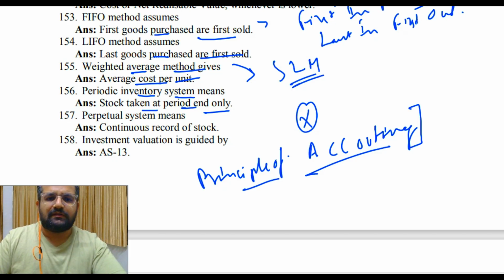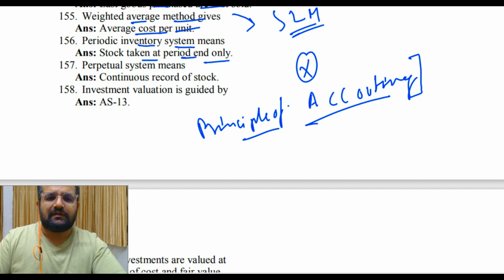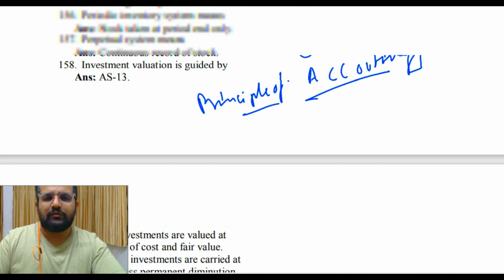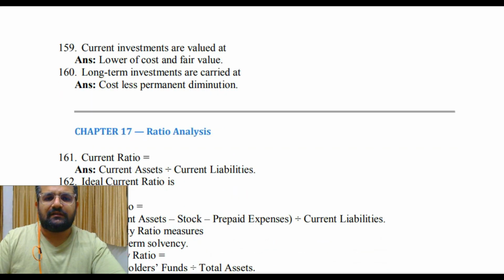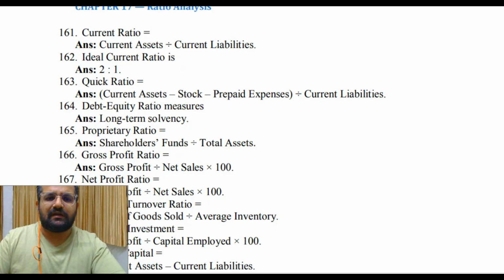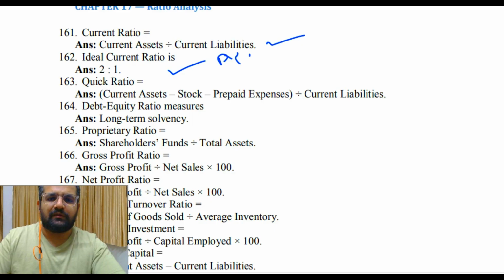Then perpetual system means continuous records of stock. Investment valuation is guided by, did you see above, auditing standard 13. Then current investments are valued at lower of cost and fair value. Long term investment are carried at cost less permanent diminution. Then current ratio is current asset divided by current liabilities. Ideal current ratio is 2:1. This is a PYQ, of the previous year.